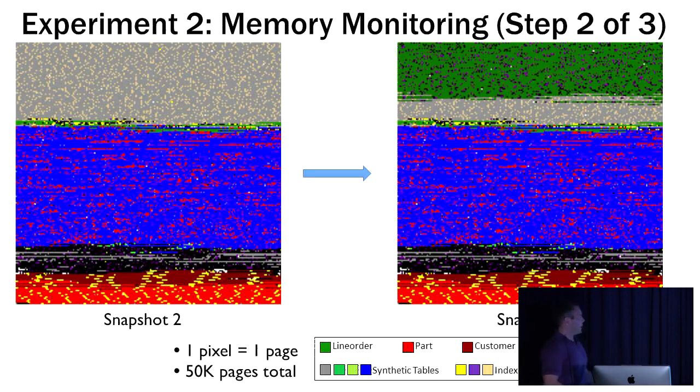Again, going from snapshot 2 to snapshot 3, I issue some queries on table line order. And you can see at the top, I have some of the dark green pages come in and flush out some of the old pages.